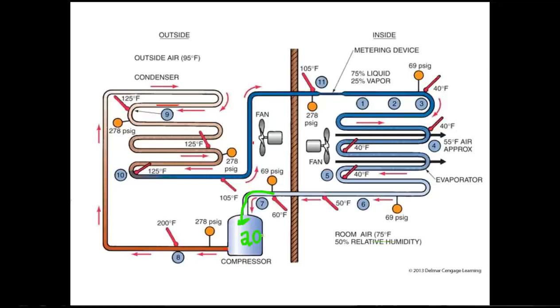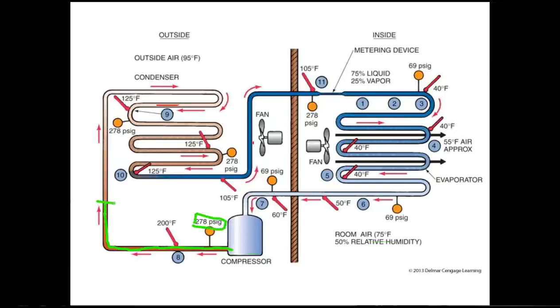Now we have 20 degrees of superheat in this vapor, and after it comes out of the compressor, it still contains that 20 degrees of superheat. And as that refrigerant travels out of the compressor, it is beginning to cool down, and it's de-superheating, just letting off the sensible heat as it enters into the condenser coil.